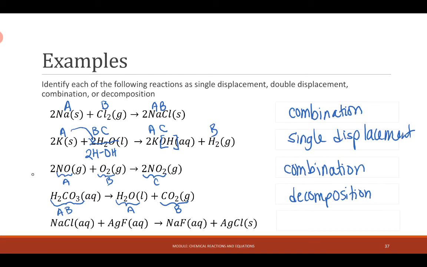Now for this bottom one, I'll call that A and B, C and D. And then that's A bonded to D and C bonded to B. And so that's double displacement.